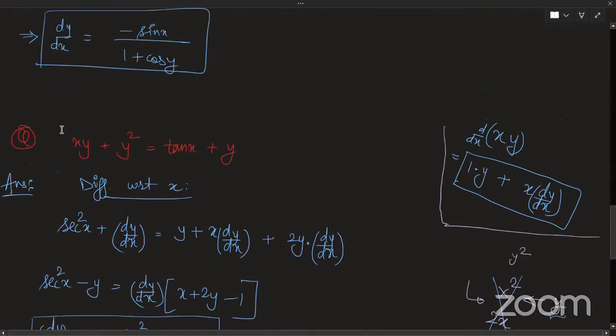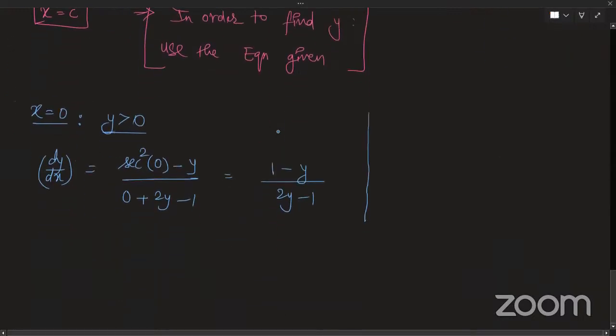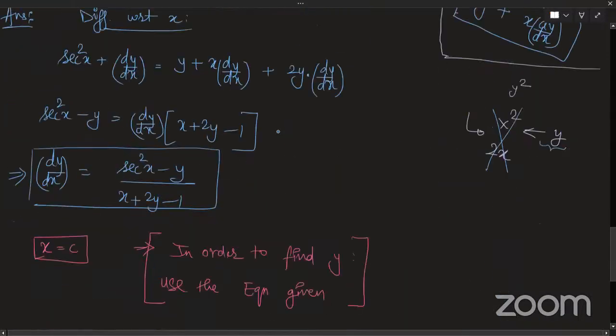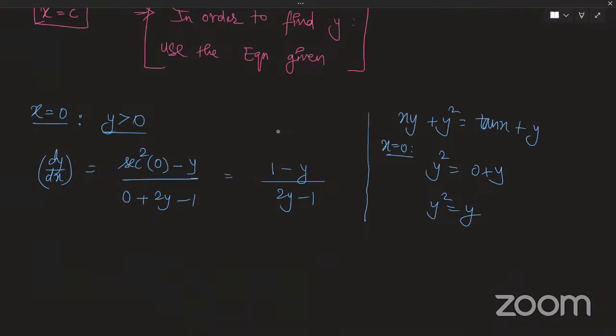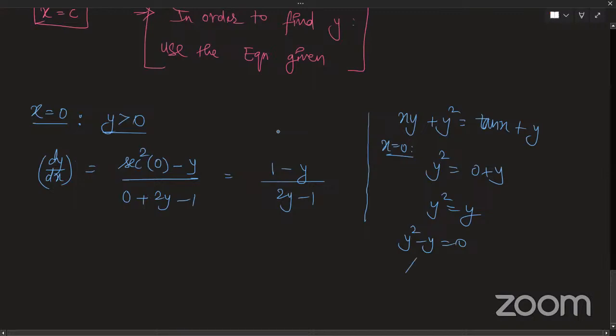Okay, so just use your original equation. You have xy plus y square is equal to tan x plus y. This was given to you. In your original equation, just substitute x is equal to 0. So you'll get 0 plus y square is equal to 0 plus y, so y square is equal to y. It is told to you that y is greater than 0. So you'll get y square minus y is equal to 0, and you'll get two roots from here. One root is 0, another root is 1, right?